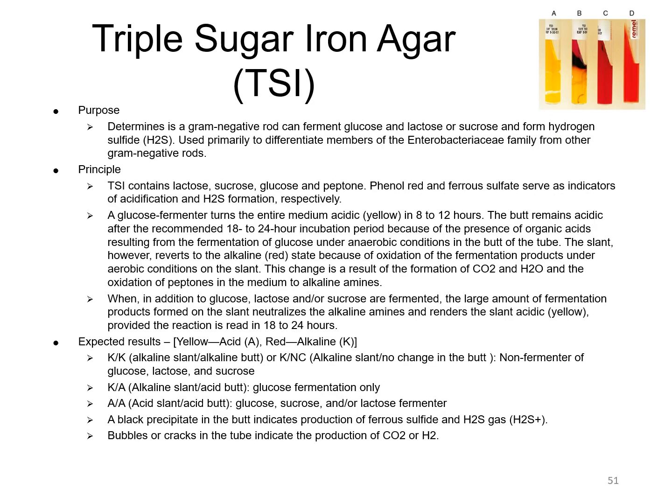Triple sugar iron agar is used to detect if a gram-negative rod can ferment glucose and lactose or sucrose, and also whether or not it can form the H2S. This is used to differentiate the different members of the Enterobacteriaceae from other gram-negative rods that can be found within your specimens. This particular agar contains lactose, sucrose, and glucose, as well as some indicators.